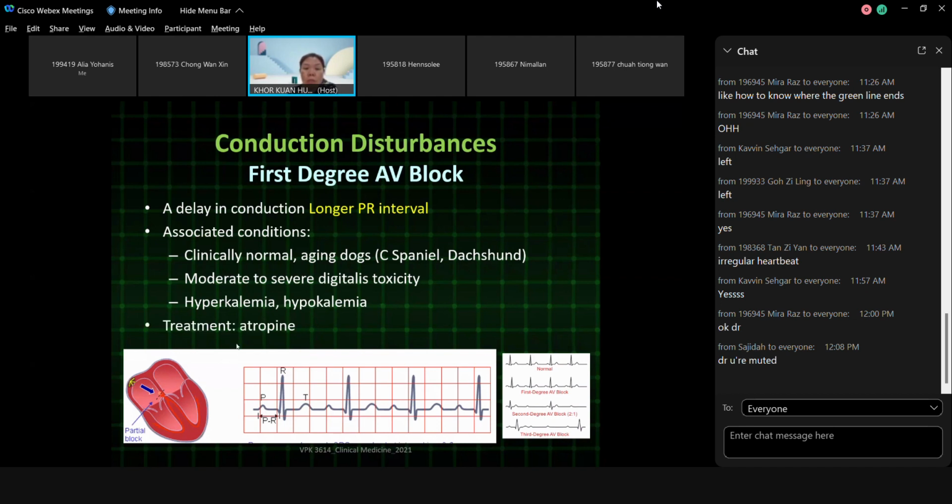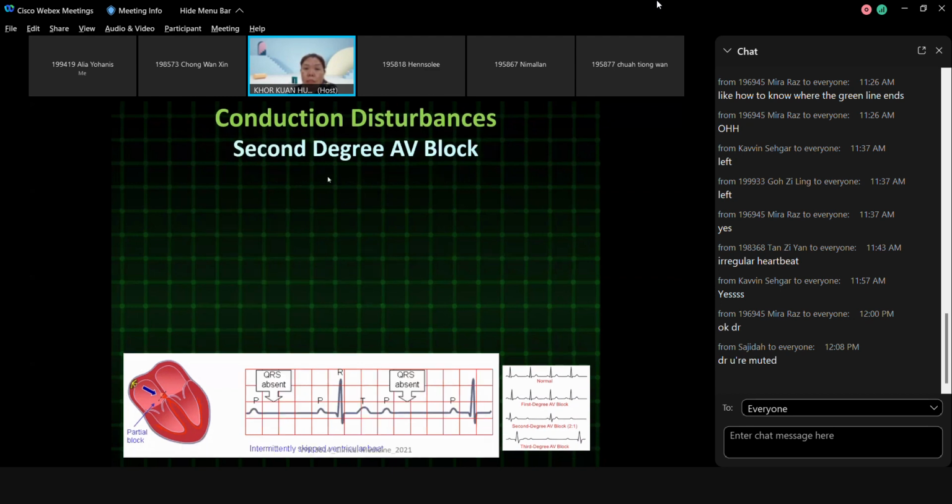So treatment is atropine. You want to test whether this AV block is actually not a structural issue. You just give atropine, then you get all normal traces. As in, you get a normal trace: PQRST, everything becomes normal. So you know the problem is actually not because of the SA node.